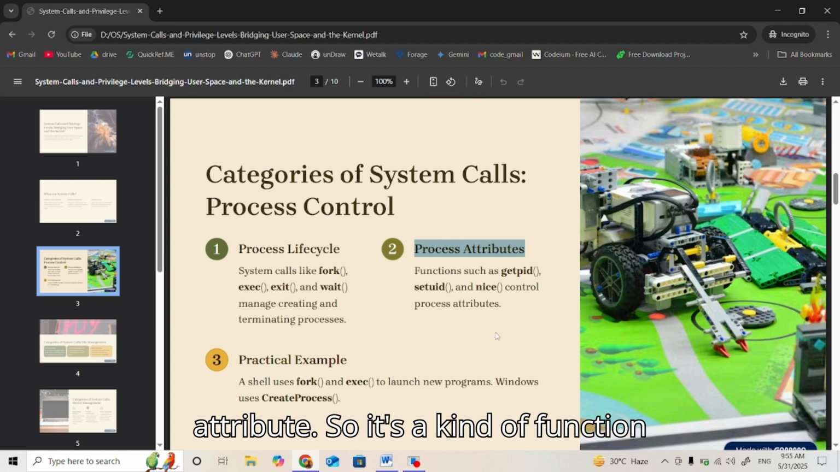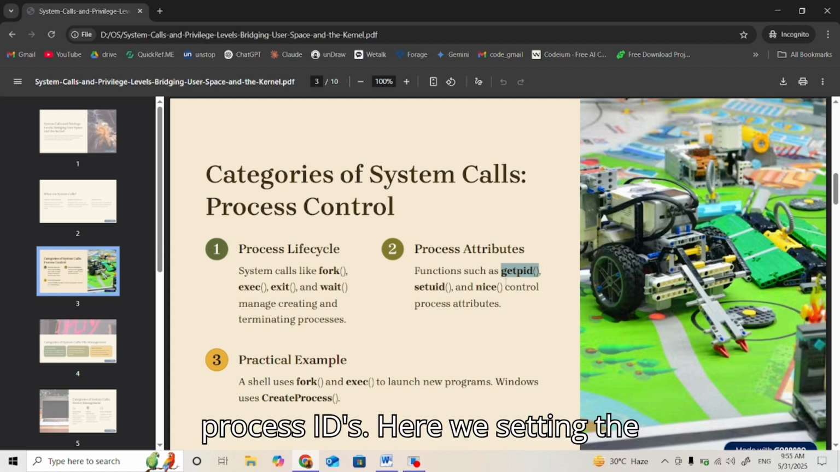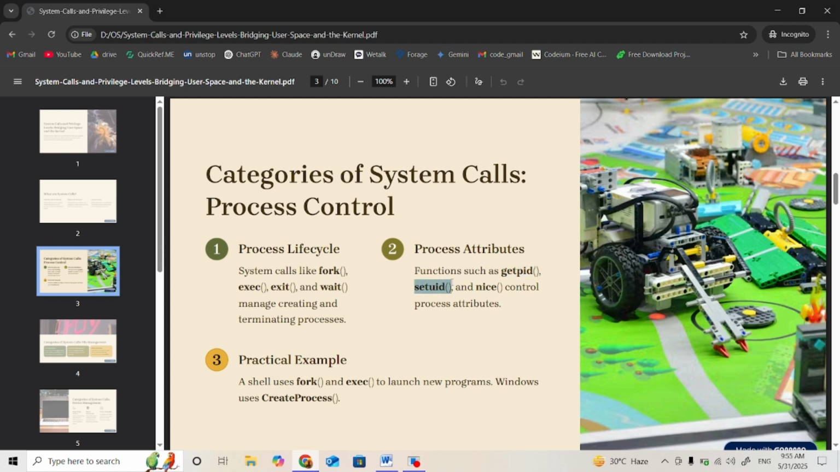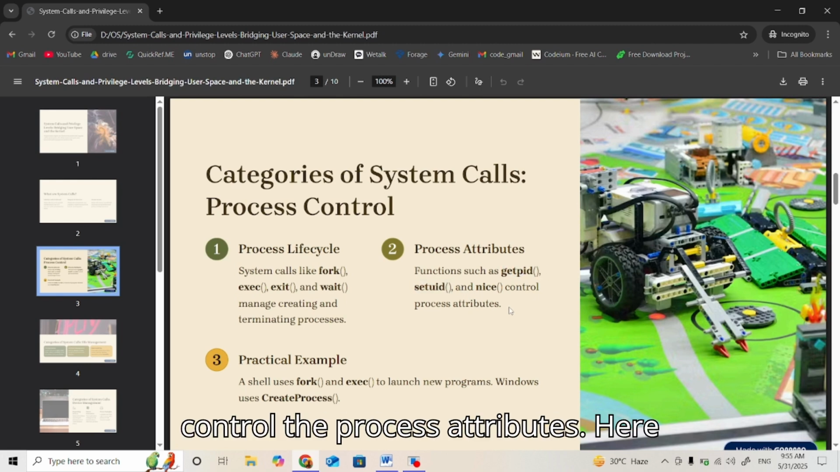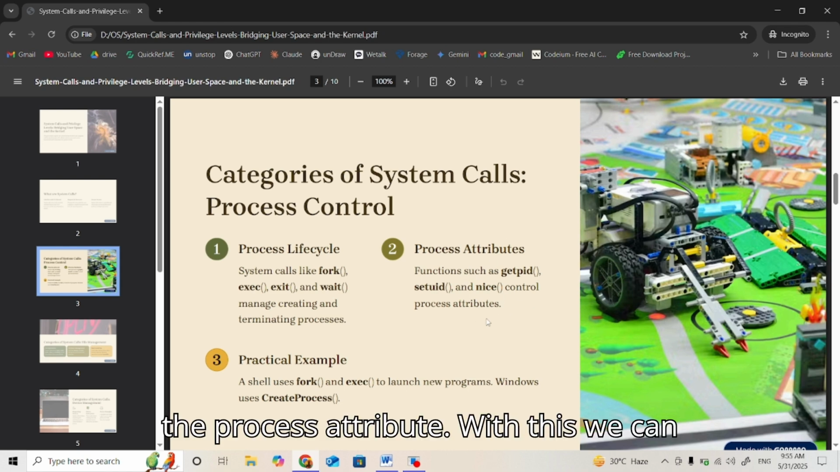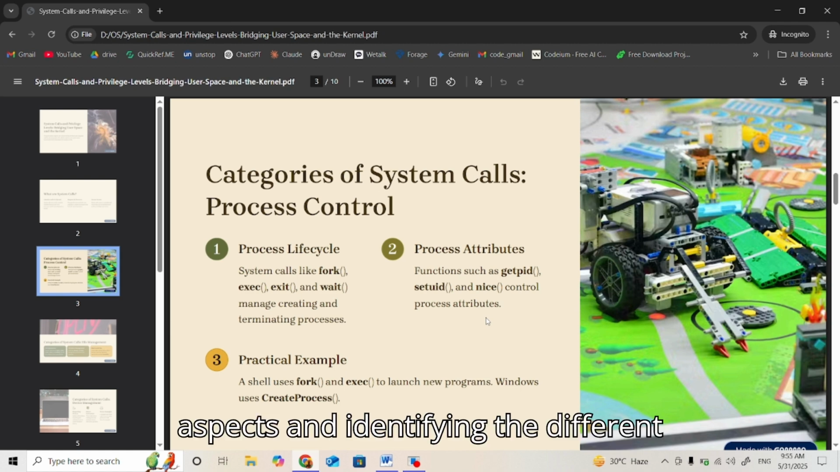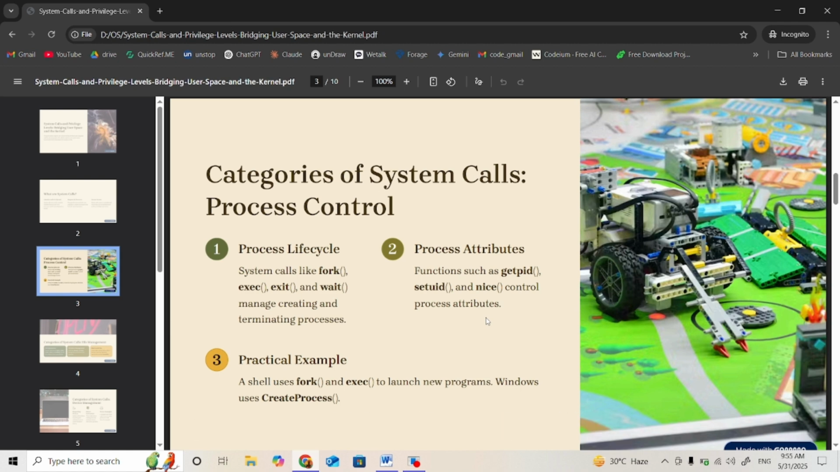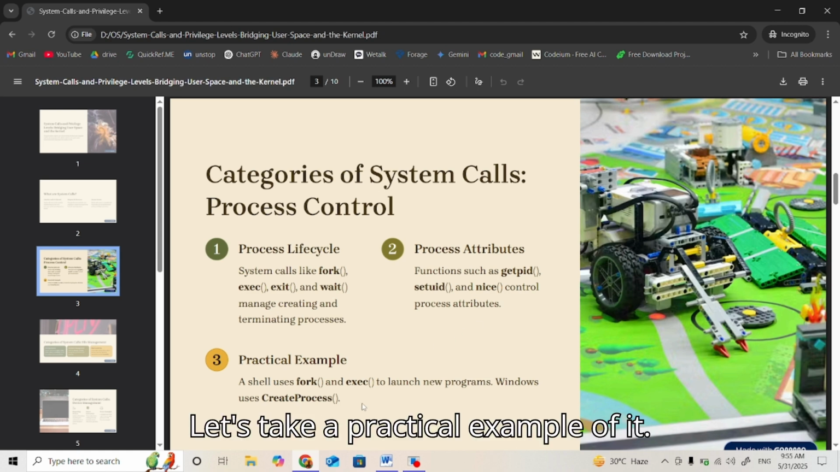It is a kind of function which helps us create process IDs. Here we set user IDs and process IDs, and with this we are able to control the process attributes. With this we can control different aspects and identify the different entities in our operating system. Let's take a practical example of it.